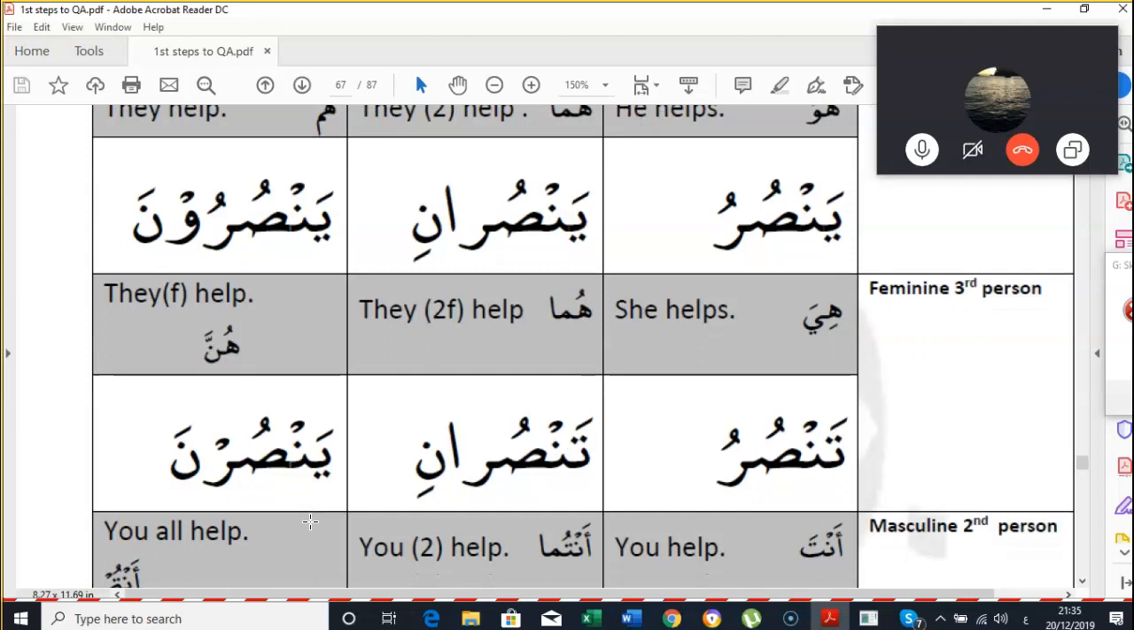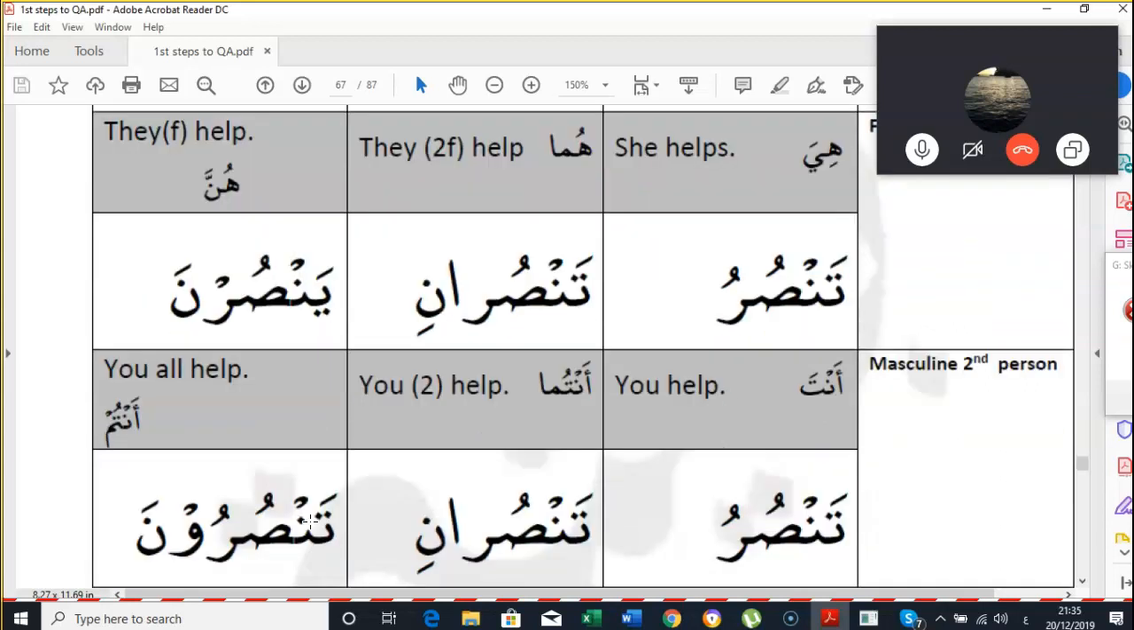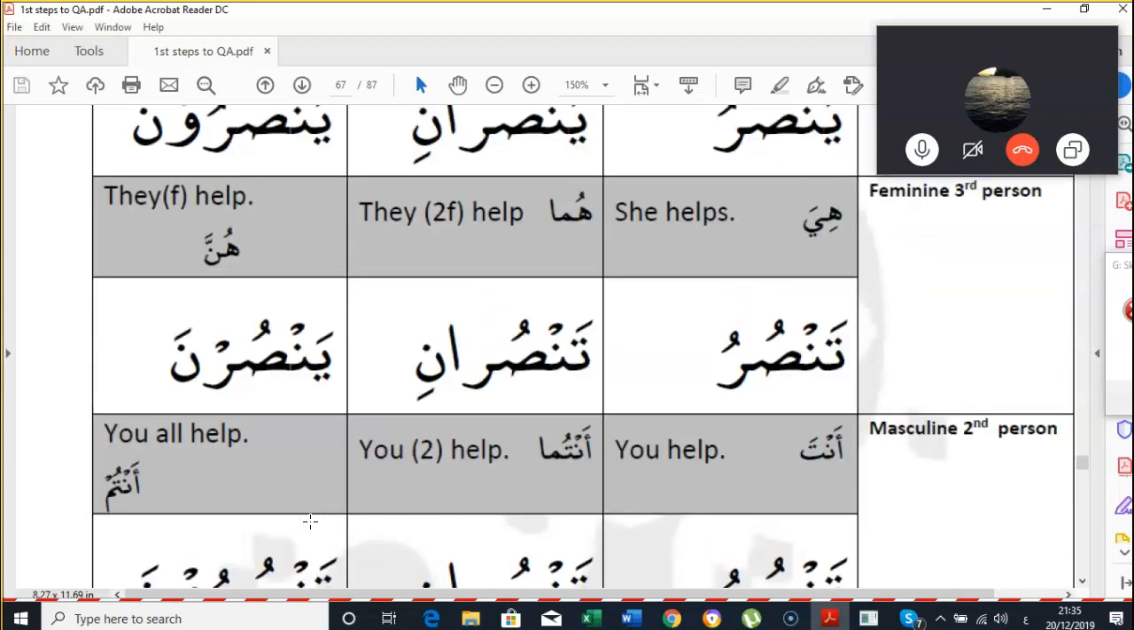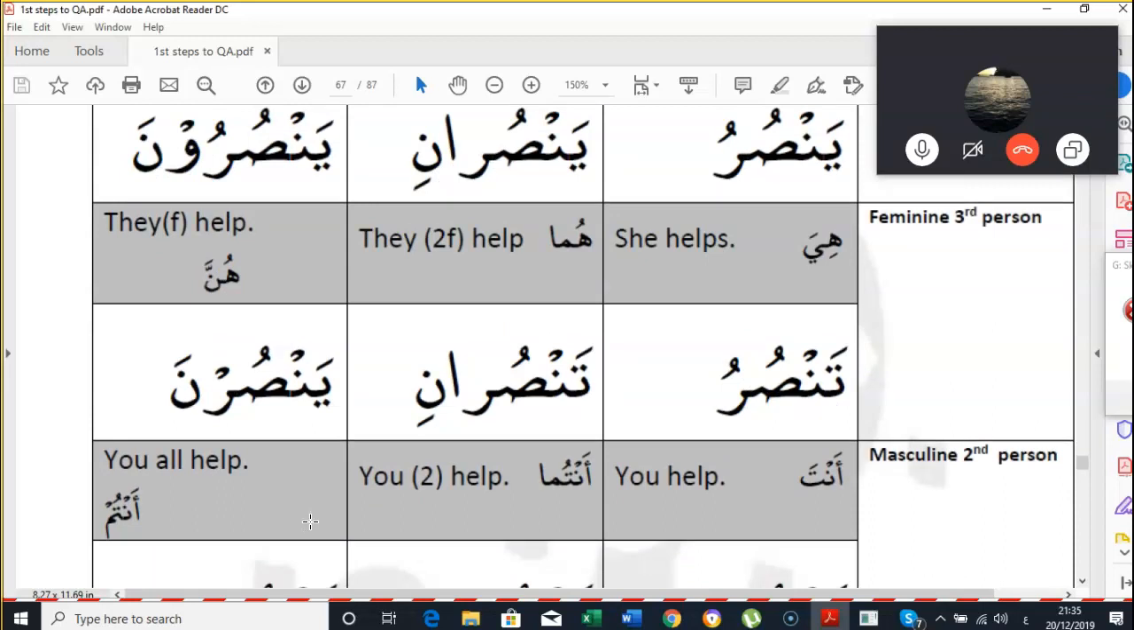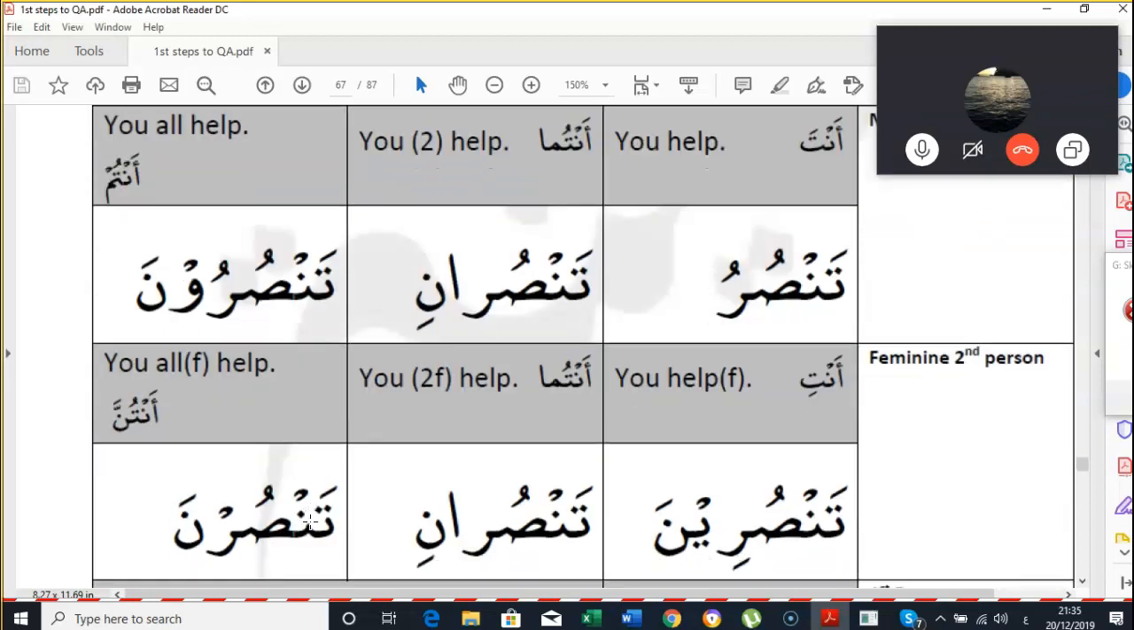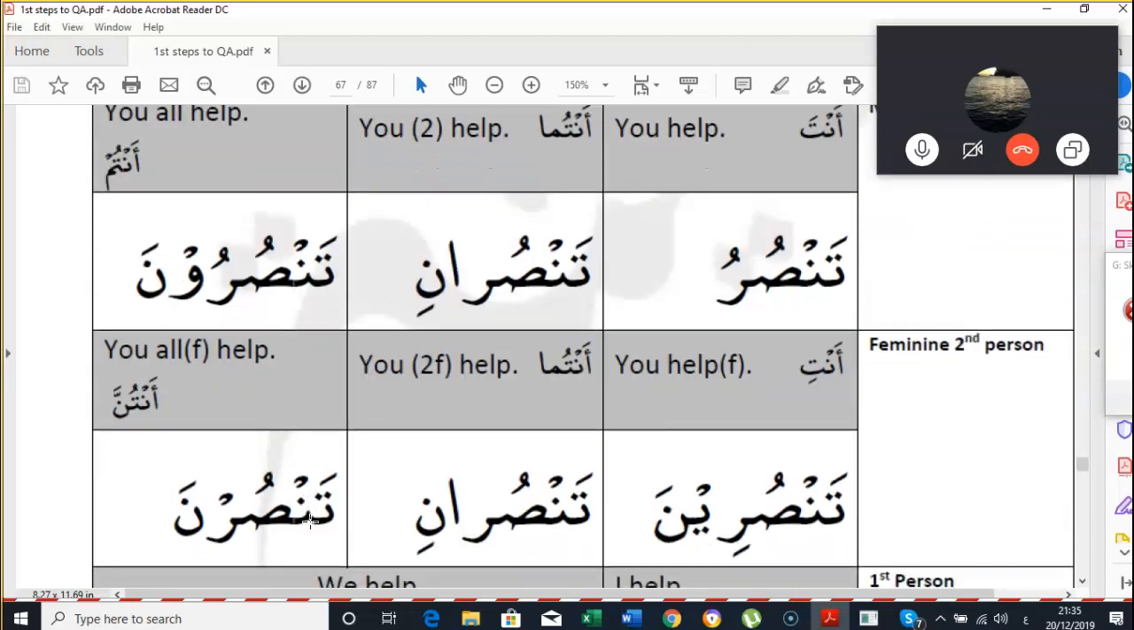Any questions? She said, why can't it be tansuna? Because you're going to see that later down the line. Now the anta versions, they all start with the ta. Anta tansuru, antuma tansurani, antum tansuruna, anti tansurina, antuma tansurani, antunna tansurna. There you go. Ask and you shall receive.